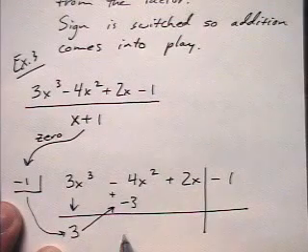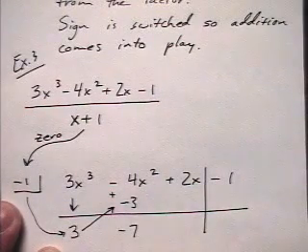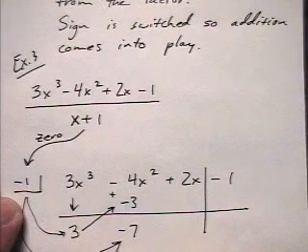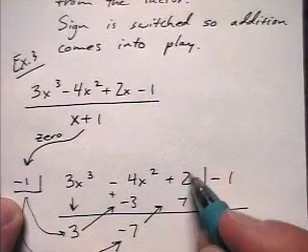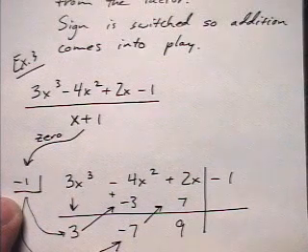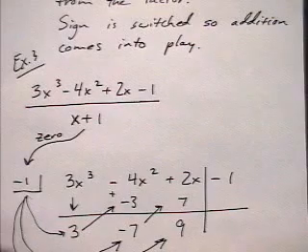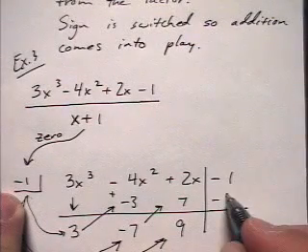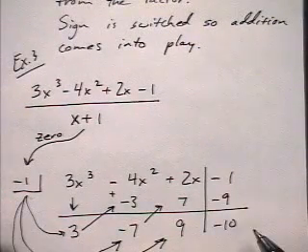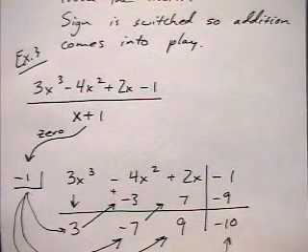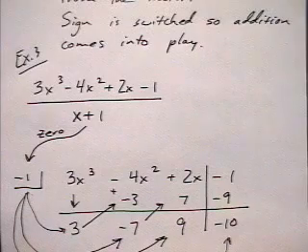And then we're going to add everything down this column, giving me a negative 7. And then I'm going to multiply again, negative 1 times negative 7, and I'm going to write that up here, positive 7, and I'm going to add these two together, and I get 9. And then I'm going to multiply these two again. Negative 1 times 9 is negative 9, and I'm going to add these together and get negative 10. Now what do we have over here? We have our remainder.